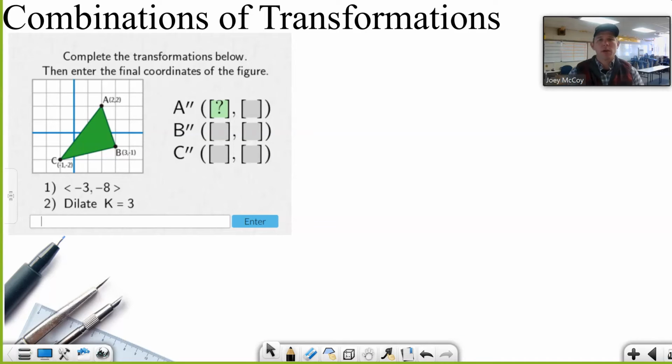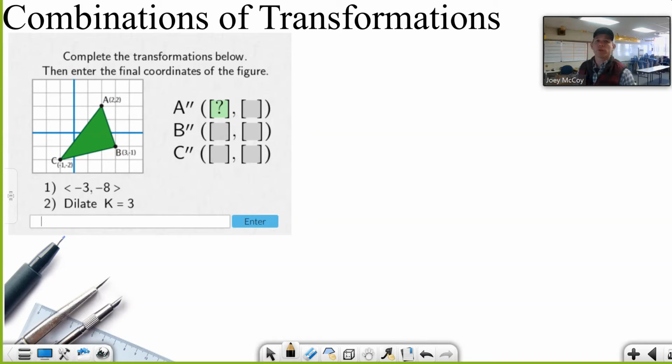All right, everyone. Today we're going to do a combination of transformations. So I've got a couple examples here that we're going to work through, but they're all relatively the same. So let's go ahead and take this problem. I want you to notice that we have a triangle on the coordinate grid, and the most important thing that we have to do is pay attention to the coordinates themselves.